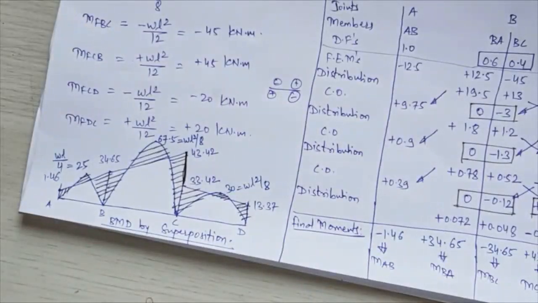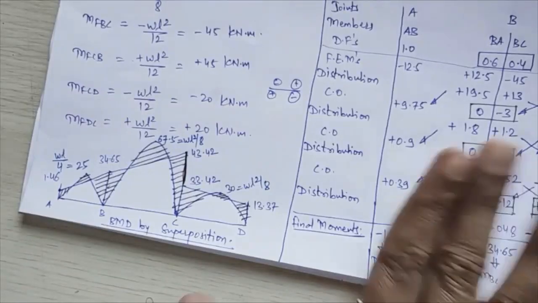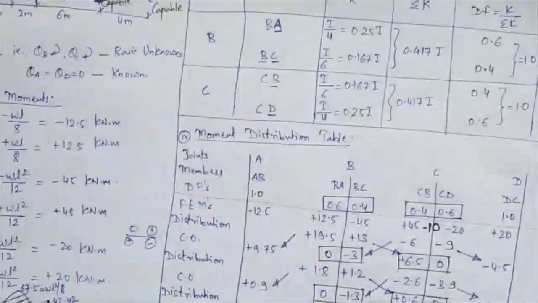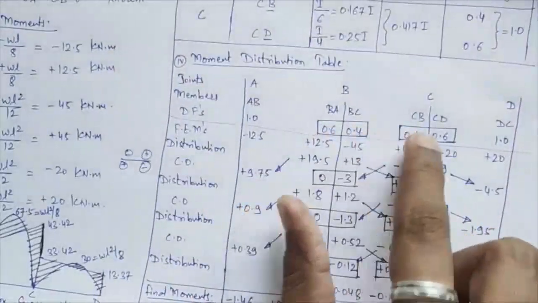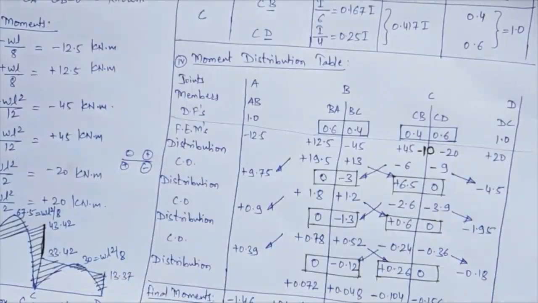It is a simple one. The only thing is you have to keep a very keen eye while solving this moment distribution table, and also while calculating distribution factors. Because if this step goes wrong, your distribution factors will go wrong and your complete table will go wrong. So solve this very carefully.